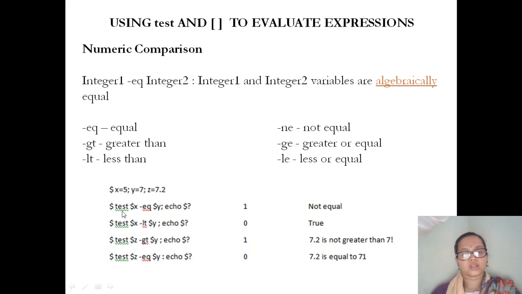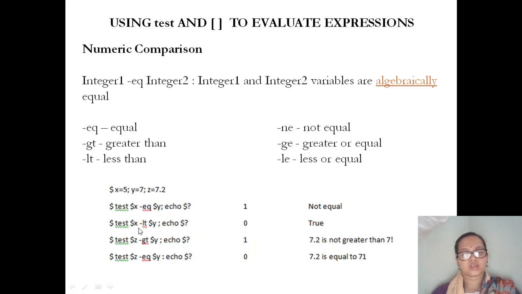So okay, test, we are giving it an expression. We are saying test x is equal to y. So just check it out. 5 is equal to y. Is that true? No, it's false. So that's why we have printed not equal.